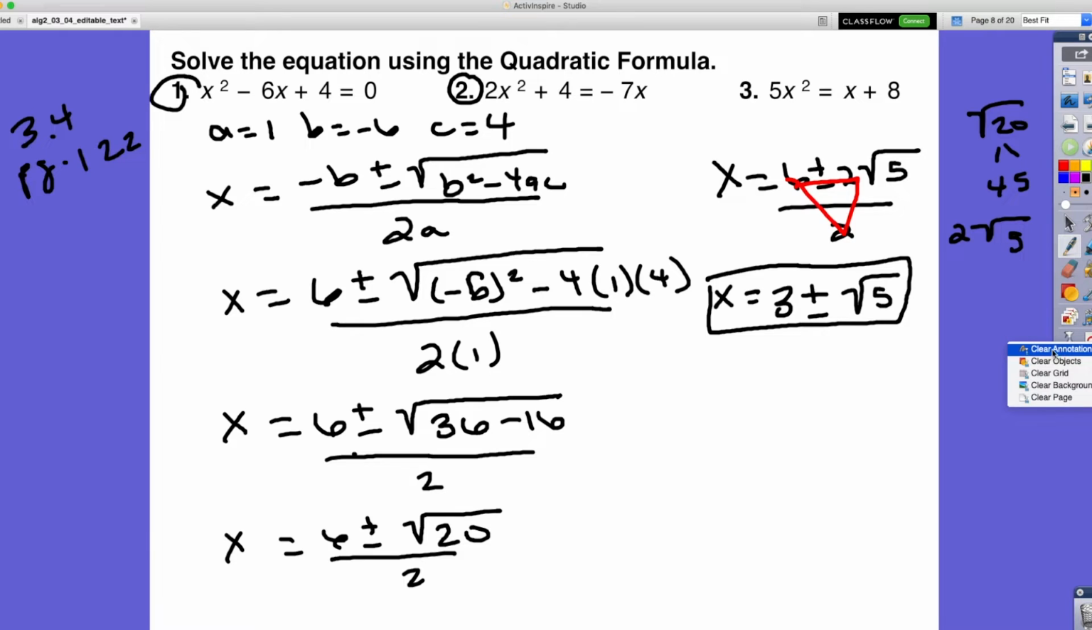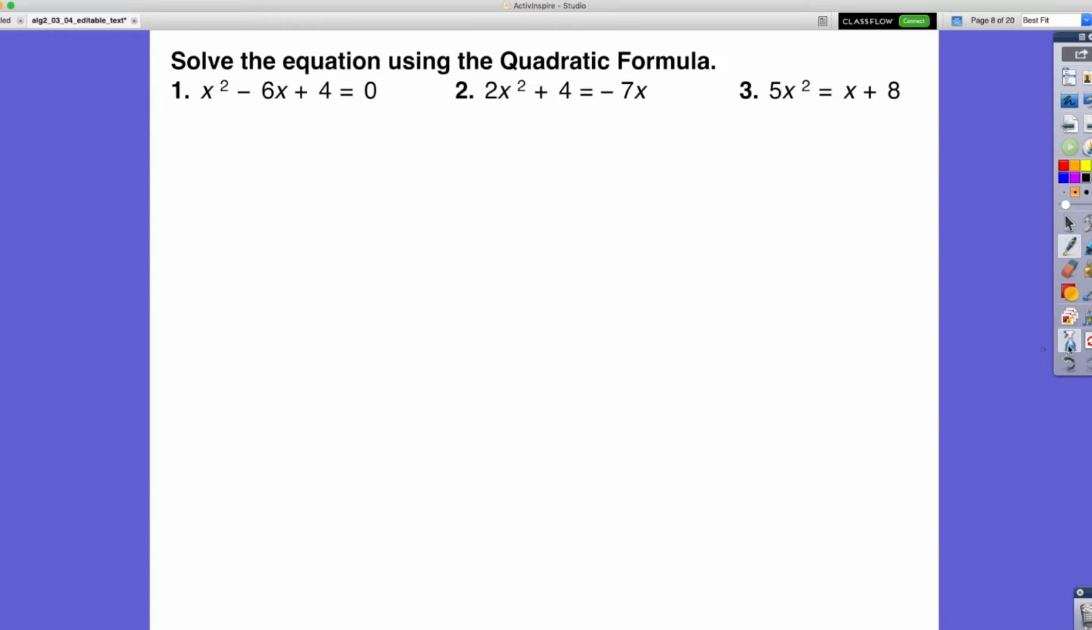I'm going to clear my screen. Okay. This is not in standard form, so the first thing we're going to do is put it in standard form. Add 7x to both sides. There we go. So let's put our a, b, and c here. A is 2, b is 7, c is 4.